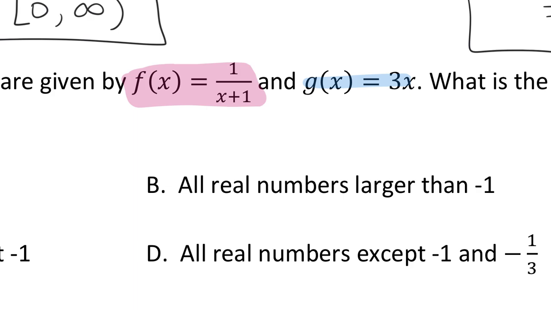If I plug in 0, that would be 0 plus 1 on the bottom, and so it would be 1 over 1. That's okay. Nothing's broken. What are you not allowed to divide by? 0. What number would make that denominator 0? Negative 1. Because if I plug a negative 1 in there, negative 1 plus 1 is 0, and then 1 over 0 is undefined. So I'm not allowed to use negative 1, but literally everything else is fine.